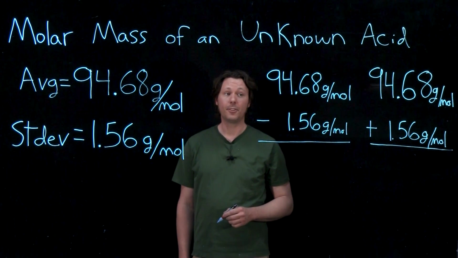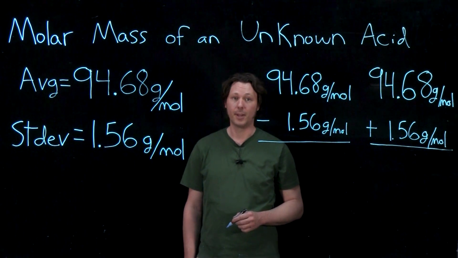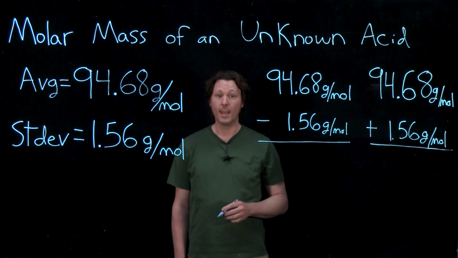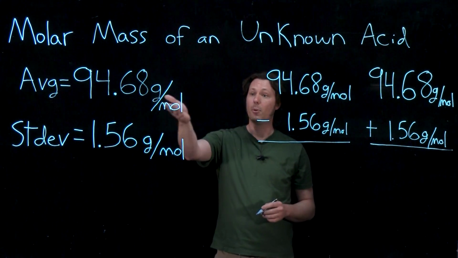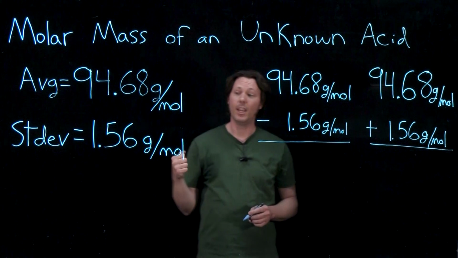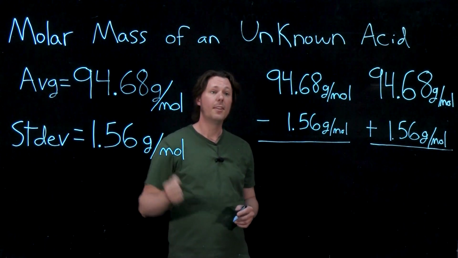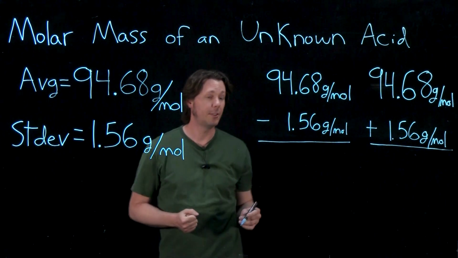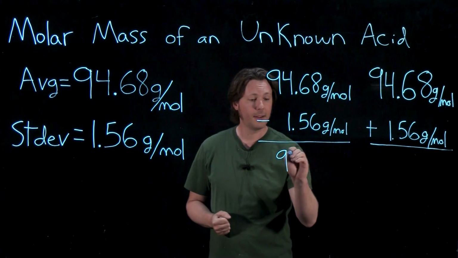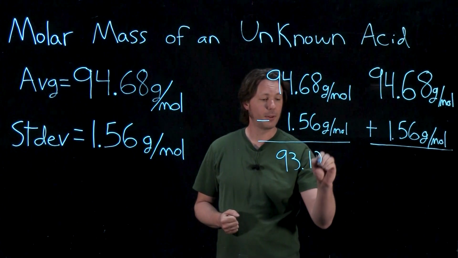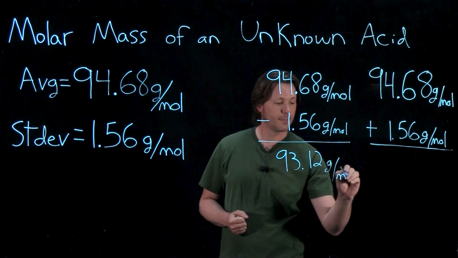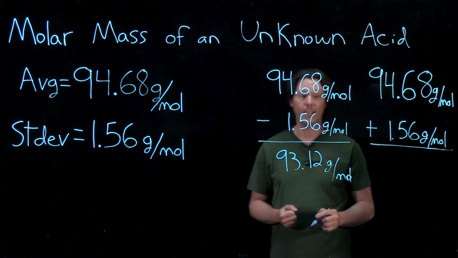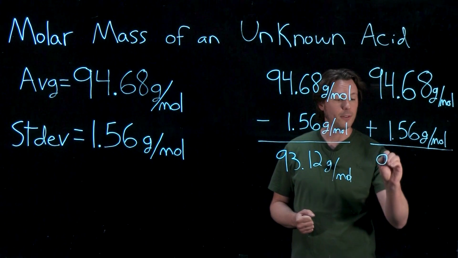Post-lab question 5 asks you to calculate the range your standard deviation falls around your average. To do this, you take the average and add and subtract 1 standard deviation from it. If, for instance, our average was 94.68 grams per mole and our standard deviation was 1.56 grams per mole, then the low end of the range would be our average minus 1 standard deviation, or 93.12 grams per mole. And the high end of the range would be the average plus 1 standard deviation, or 96.24 grams per mole.